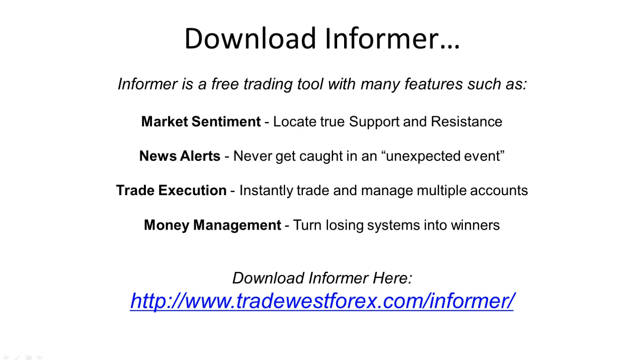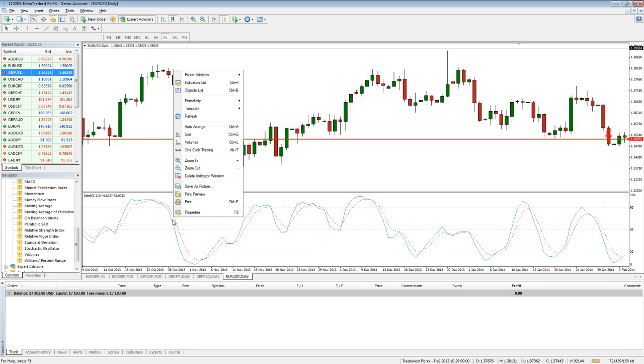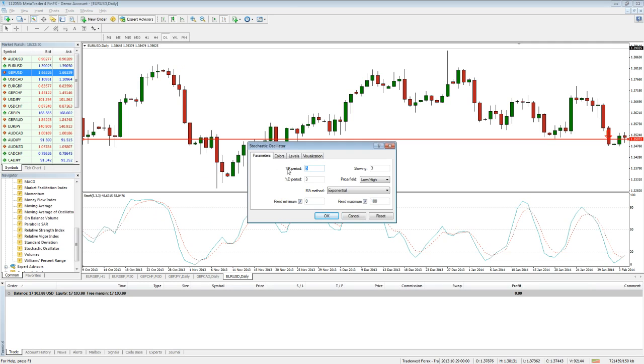What is the %K? That's just one of the settings for the formula for the stochastic indicator. So it's got %K period, %D, slowing, a couple different parameters in here. The only one we really change from most default settings is just the period, to a 5 period from a 14.